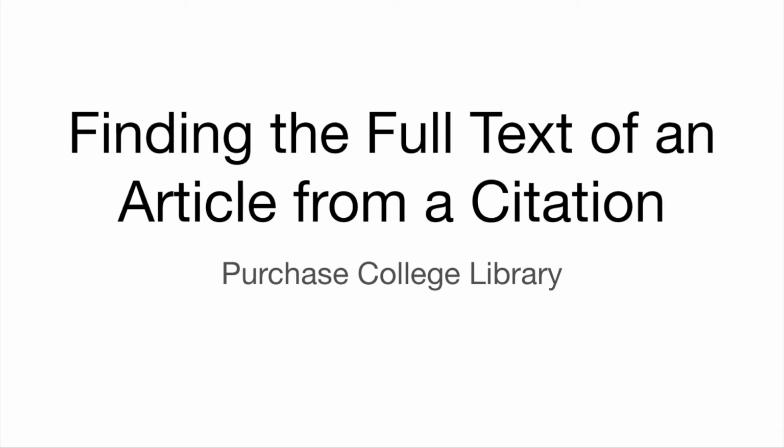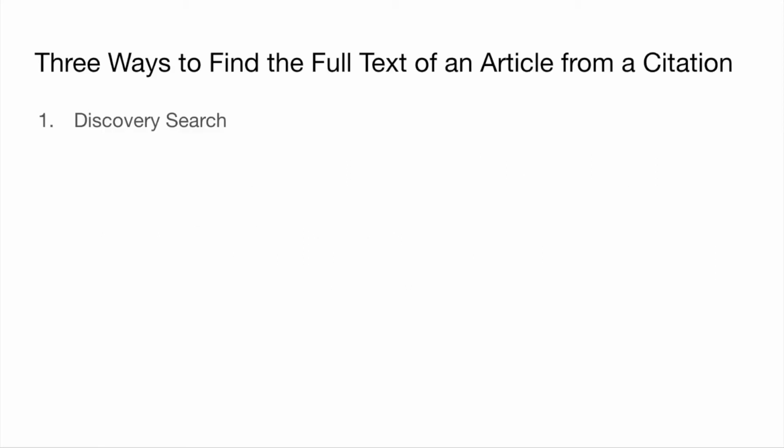Welcome to Purchase College Library's tutorial on finding the full text of an article from a citation. This video will show you 3 ways to find the full text of an article from a citation: using Discovery Search, using Journals A to Z Search, and using the Citation Lookup.